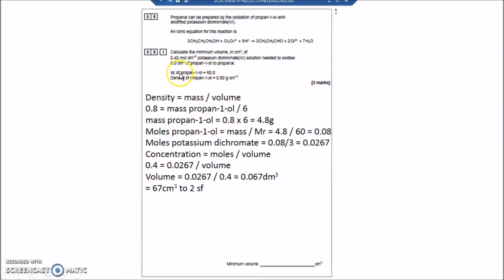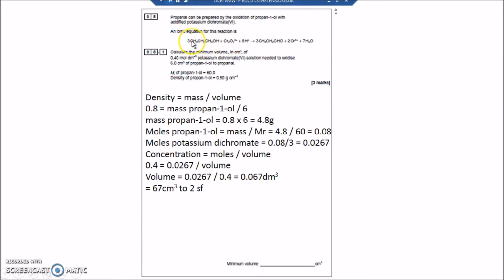Now, what else have I been given? I've been given the Mr of propan-1-ol of 60. So I've got the mass of propan-1-ol. So moles is mass divided by Mr. So moles is mass, which is 4.8, divided by the Mr, 60. I've got 0.08 moles.